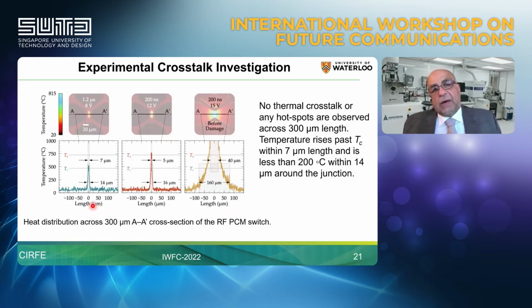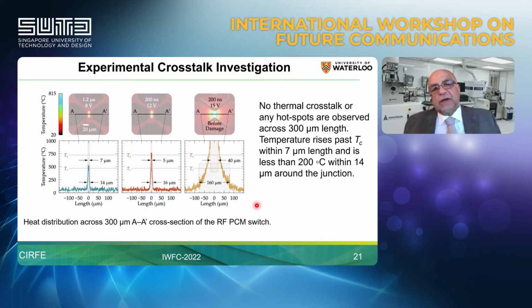It allows us to see, if you have a switch and you apply a pulse to switch it from one state to another, yes, in that local area there will be a significant amount of temperature rise. You can see it can go up to 500 Celsius, or it can even go higher. But the question is, how about the surrounding area?